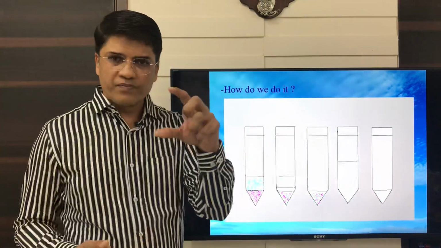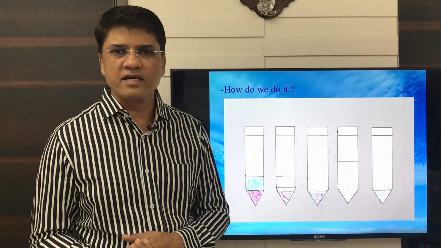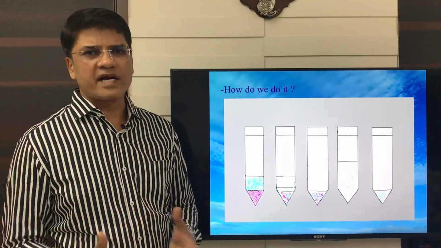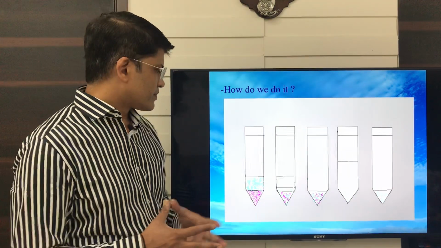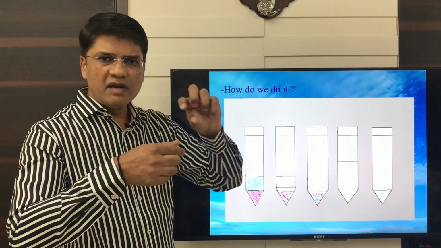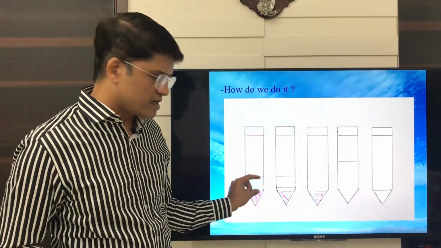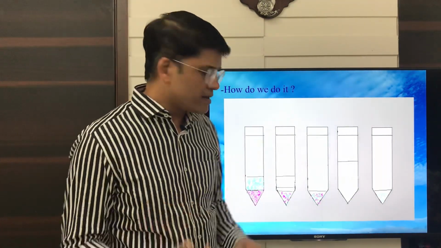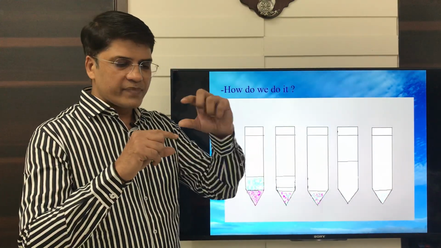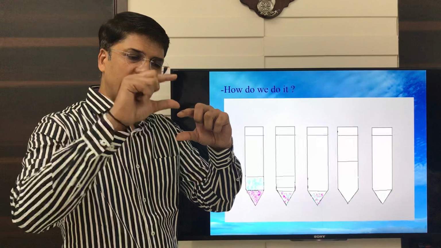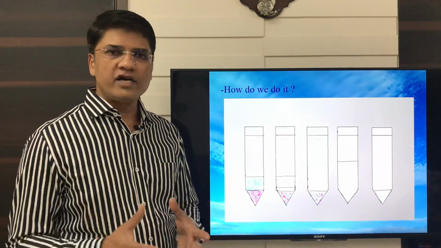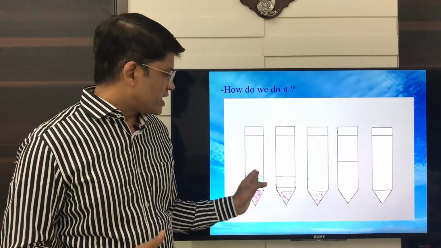We take a test tube. There are two types of density media available, single density and double density. Commonly practiced is single density. If you are taking a single density, we will take single density medium and overlay semen over it. If it is a double density gradient, first we will take the higher concentration density, then the lower concentration density, and above that semen. After that again we will centrifuge for 10 to 12 to 15 minutes at 800 to 1200 rpm.